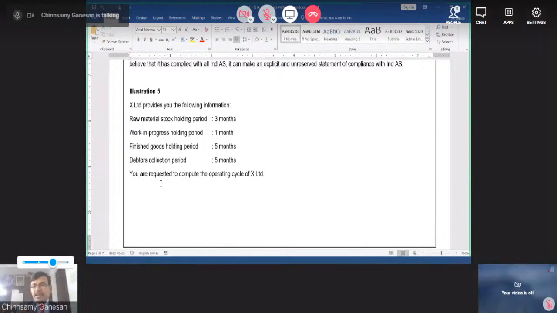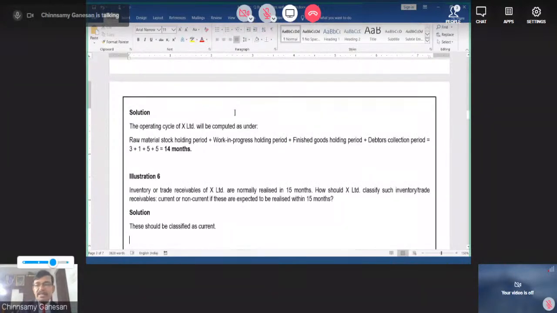As I have said, cash to cash cycle should be the operating cycle. In this case, raw material requires 3 months, work in progress requires 1 month, finished goods requires 5 months, and debtors requires 5 months. So what should be the collection period? 3 plus 1 plus 5 plus 5. So this will be 14 months is the operating cycle for this particular entity. Okay, that is what we are calling as your operating cycle.